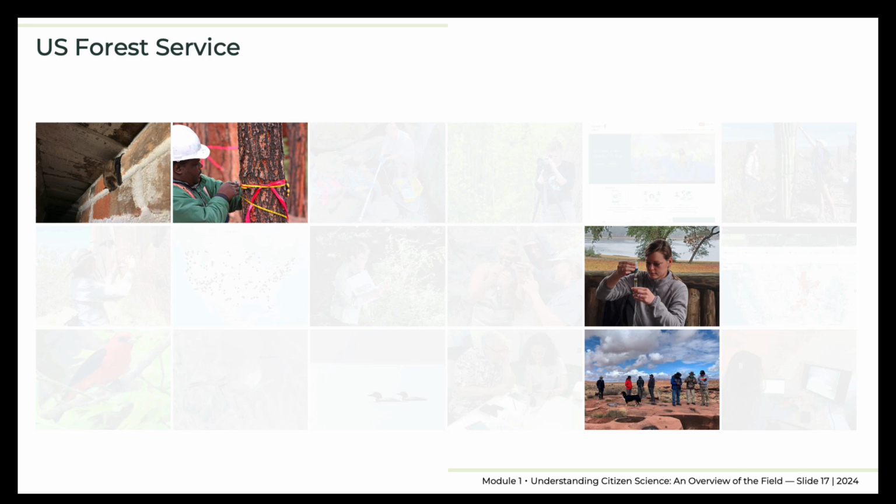The Forest Service also employs a full-time citizen science coordinator, maintains a citizen science community of practice, and a citizen science website, which includes a wealth of information about citizen science, including a toolkit that is the forerunner of the one that is part of this training.